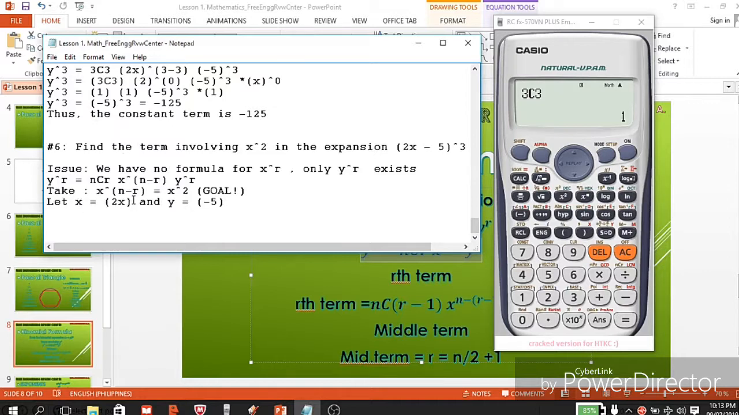So we just need to let x from the expansion here be 2x and y be negative. So this will be negative. And we're going to substitute that in here. So we're going to copy that one. So this becomes 2x back. This becomes 3. The issue is what is the value of r.